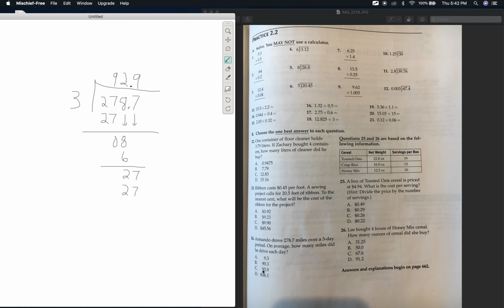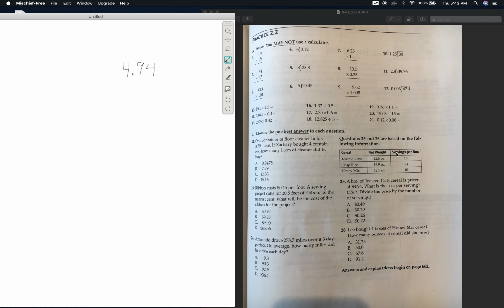Okay, now moving on, we have a box of toasted oats cereal priced at $4.94. What is the cost per serving? Hint, divide the price by the number of servings. Okay, so let's erase this here. We have 4.94. A box of toasted oats cereal is priced at 4.94. What is the cost per serving?